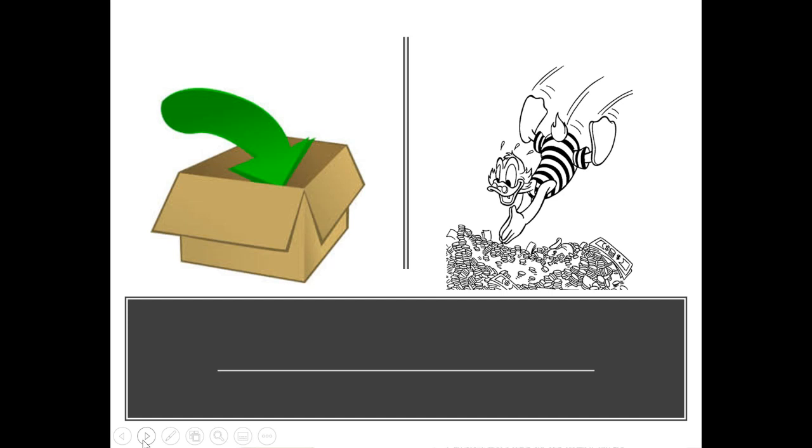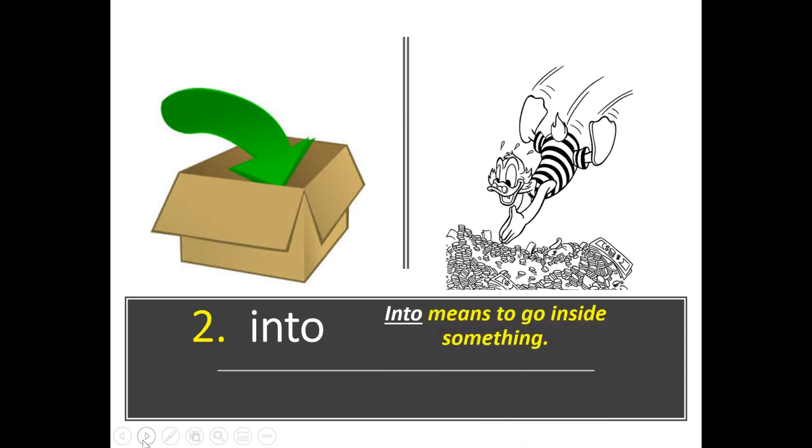So, how are these pictures the same or similar? They both? Well, they both show into. So, for number two, you need to write into. I-N-T-O. Into. Into means to go inside something.